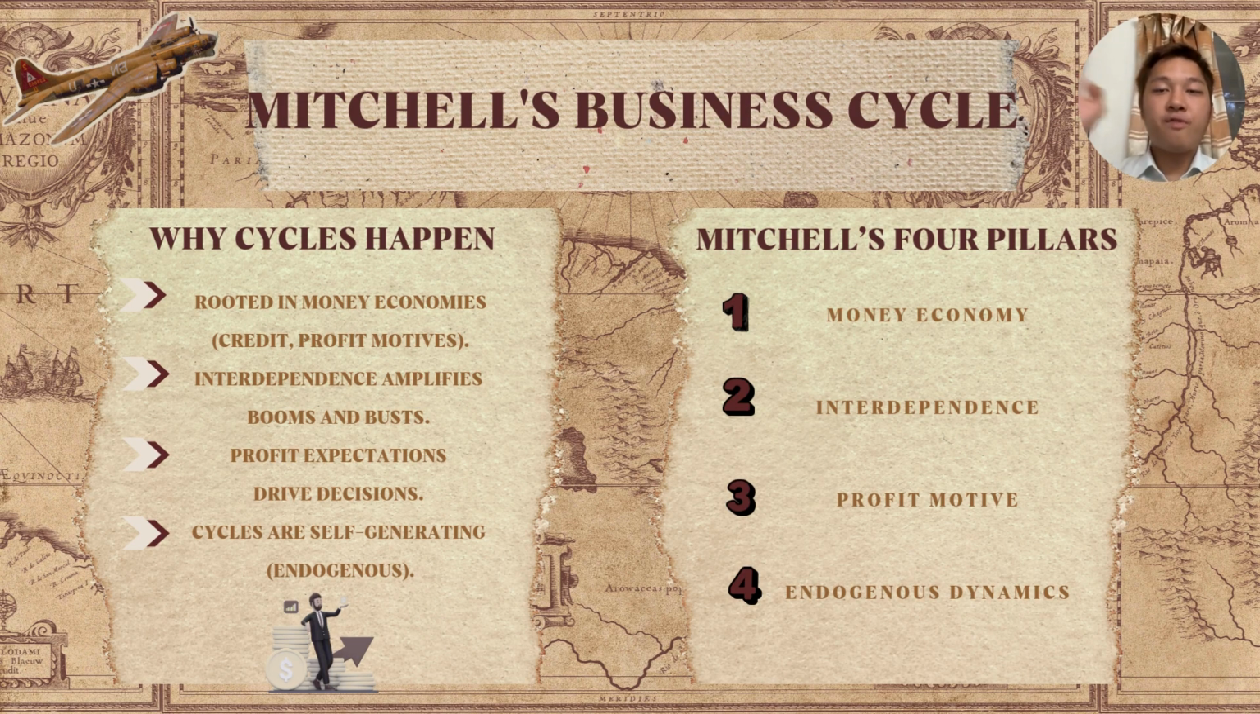So let's unpack Mitchell's four pillars. Money economy. Cycles thrive where credit and profit rule. No money, no cycle. Interdependence. Firms, banks and workers are linked. A hiccup in manufacturing will ripple through suppliers, lenders and consumers. Profit motive. Businesses are not evil for chasing profit, it's survival. Lose the game and you are out of the game. Endogenous dynamics. Cycles are not caused by wars or pandemics. They are self-generated. Each phase plants the seed of the next. Prosperity leads to crisis, to depression, and depression back to revival. Capitalism in Mitchell's view is a perpetual motion machine of ups and downs.